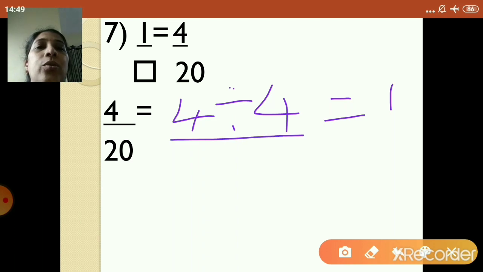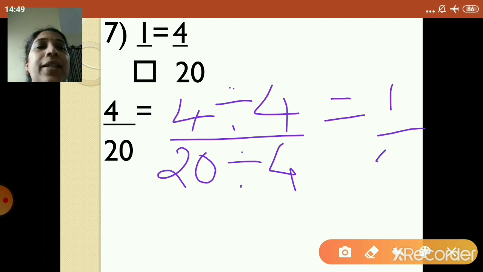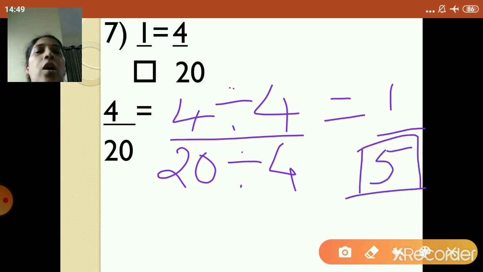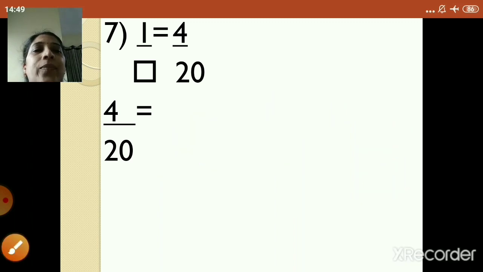So what will you do? Now 20 is your denominator. So you are going to divide by the same number 4. What do you get? 4 how much are 20? 5 fours are 20. So what is the answer of your box? 5. So 1 upon 5 is equal to 4 upon 20. Right, children? So let's move to the next one.